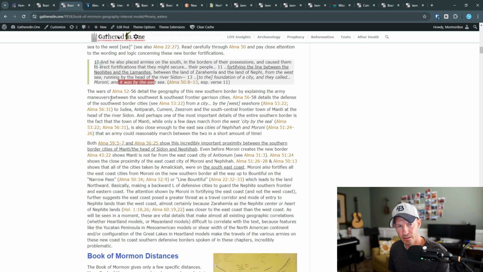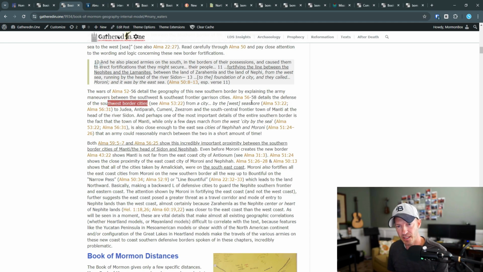Okay, so the wars of Alma 52 to Alma 56 detail the geography of this new southern border by explaining the army maneuvers between the southeast and southwest frontier garrison cities. Alma 56 to 58 details the defense of the southwest border cities, right? In the west, that's where the armies of Helaman went. We went through that.